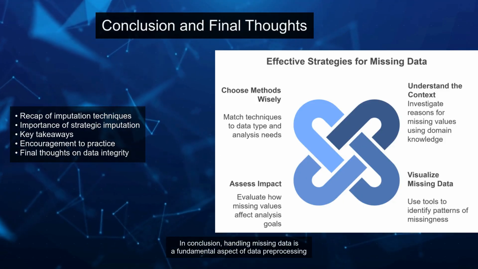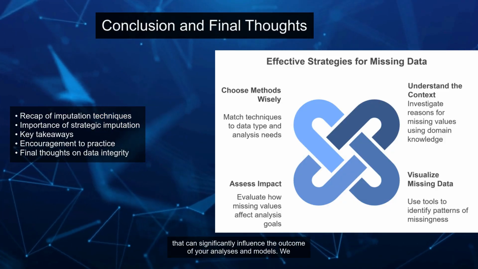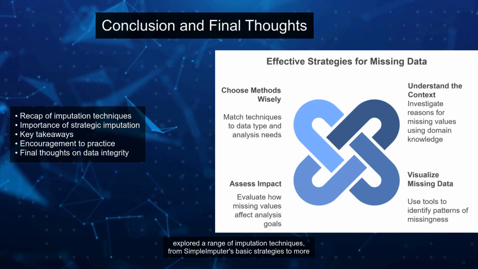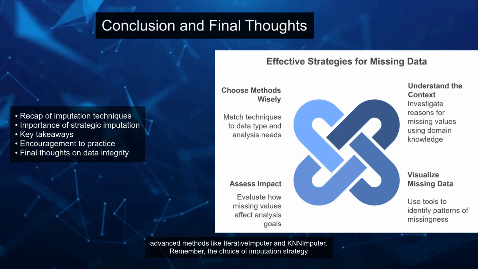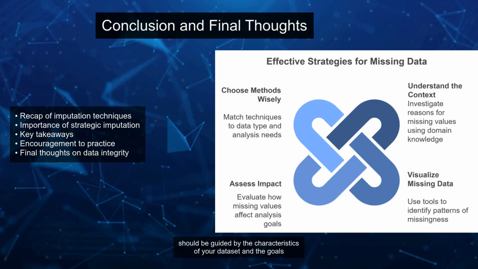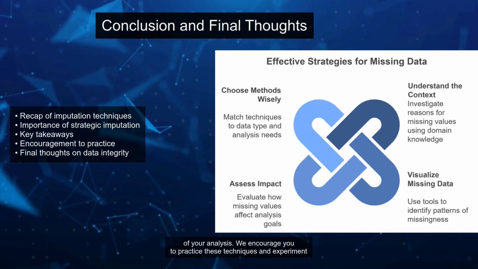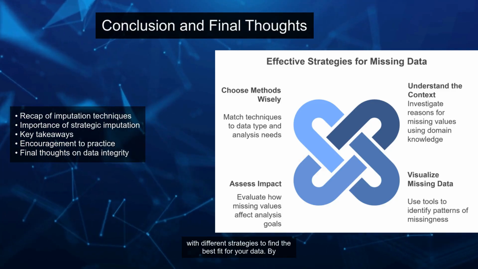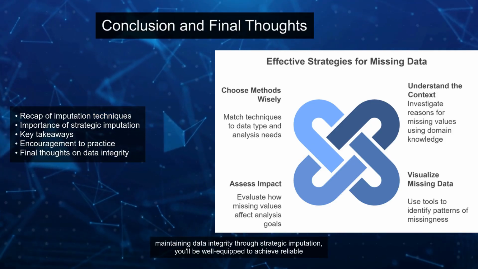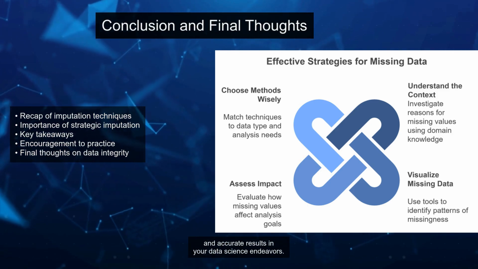In conclusion, handling missing data is a fundamental aspect of data preprocessing that can significantly influence the outcome of your analyses and models. We explored a range of imputation techniques, from SimpleImputer's basic strategies to more advanced methods like IterativeImputer and Imputer. Remember, the choice of imputation strategy should be guided by the characteristics of your dataset and the goals of your analysis. We encourage you to practice these techniques and experiment with different strategies to find the best fit for your data. By maintaining data integrity through strategic imputation, you'll be well equipped to achieve reliable and accurate results in your data science endeavors.